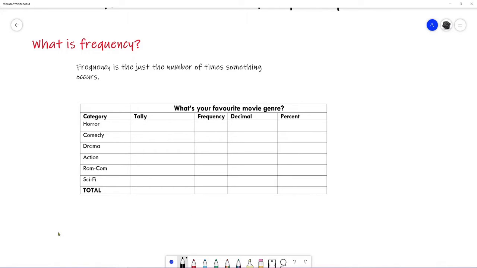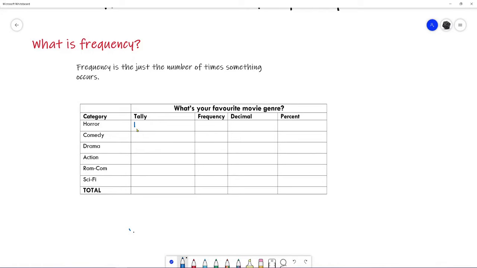The first thing I'm going to do is I'm going to gather the data, and I'm going to gather the data with a tally mark. Okay, what does that mean, a tally mark? Well, all it is is a little line that gets drawn down like this. Every time someone answers a question, I draw a little mark to say that, okay, that's what their favorite is. So in this case, one person has put horror.